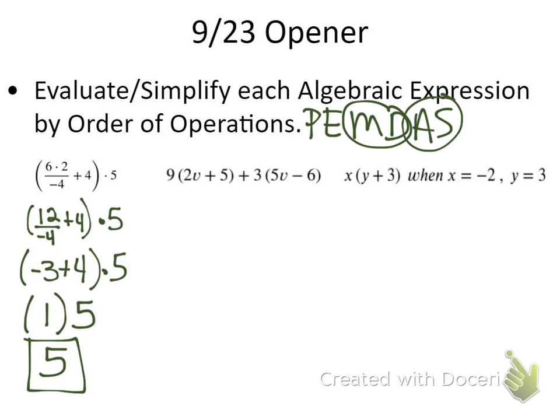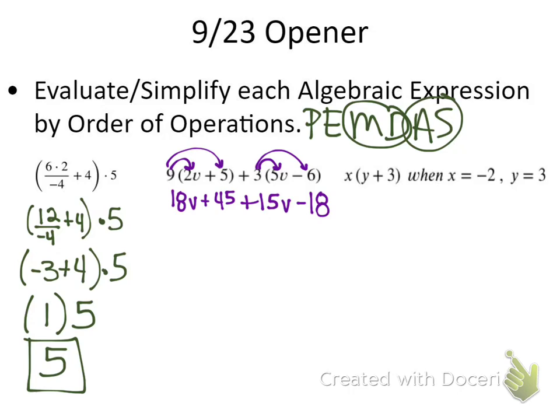What's the first step that I'm going to do here when I'm going to simplify this expression? Distribute. Nice. And not once, but I get to distribute twice. So Josh, go ahead and distribute those for me. 18b plus 45, and then plus 15b minus 18. Good. After I distribute, the next step I do? Combine like terms. Yeah, I combine my like terms. What are my like terms here?